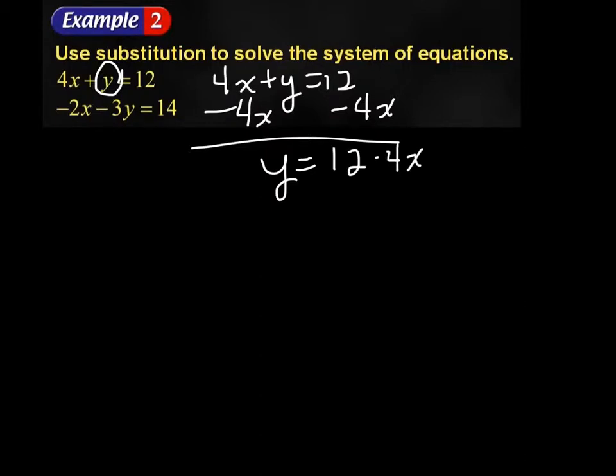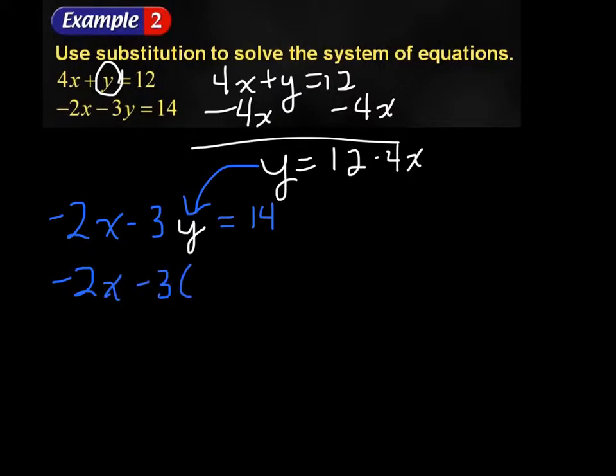Okay, now that we have an expression for y, I can use the second equation. And now I know what y equals, so where there was a y, I'm going to replace it, substitute in what y equals. So I have 2x minus 3 times 12 minus 4x equals 14.